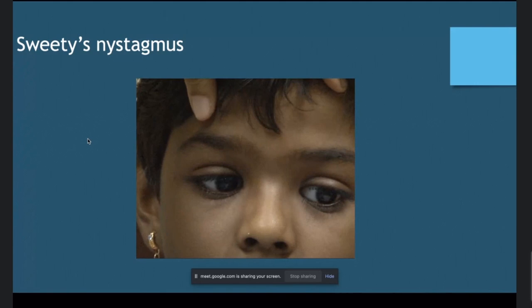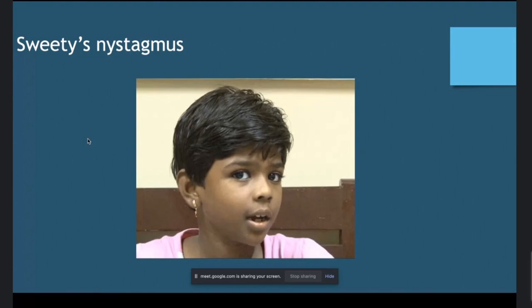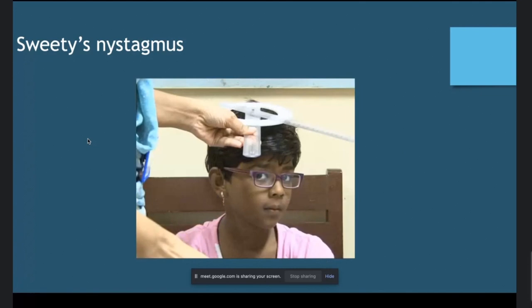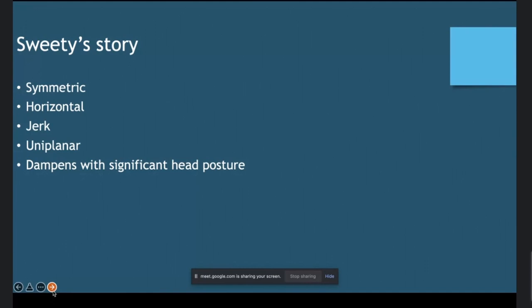Now just see what else we observed in Sweetie. We're going to ask her to read something at distance, some small print. What do you see now, Sneha? Abnormal head posture, ma'am. What posture? Towards the left side. Yeah, left face turn. That's all. Any idea what is the contraption on her head? What is it called? It's okay, we're going to come to it if you don't know it. No problem. Goniometer. Very good.